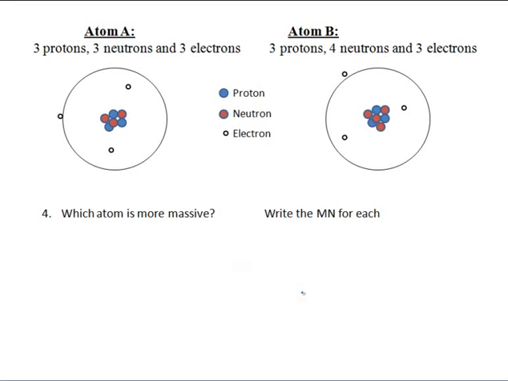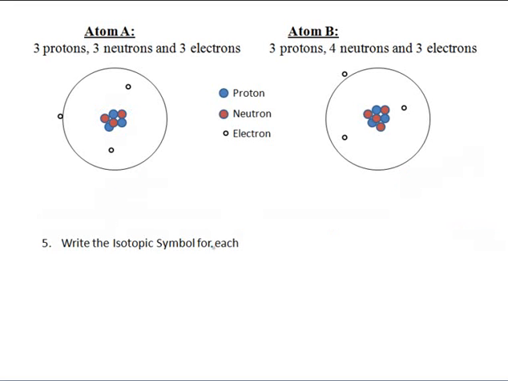Okay, so next question is, which atom is more massive? If you remember, when we look at the mass of the atom, we only count what was in the nucleus, because the electron mass was insignificant in comparison. So if we count the number of protons, 3, plus neutrons, 3, we get a total mass number of 6. If we do the same thing for atom B, we get 3 protons, 4 neutrons. That mass number is going to be 7. So the more massive one is going to be atom B, and we wrote the mass number for each.